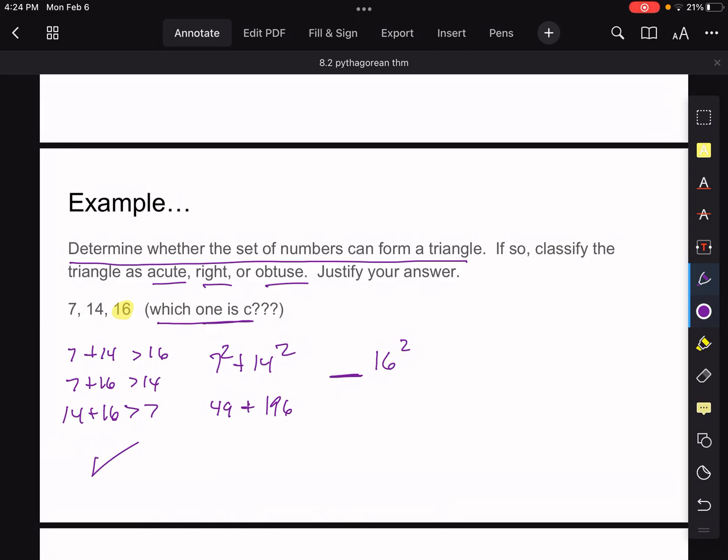So if I add those two together, I get 245. Okay, and I'm comparing that to 16 squared. 16 squared is equal to 256. Okay, so notice here that c squared is actually greater than a squared plus b squared, so this is going to be obtuse. Remember that when c squared is greater than a squared plus b squared, we're dealing with an obtuse triangle, so this is an obtuse.